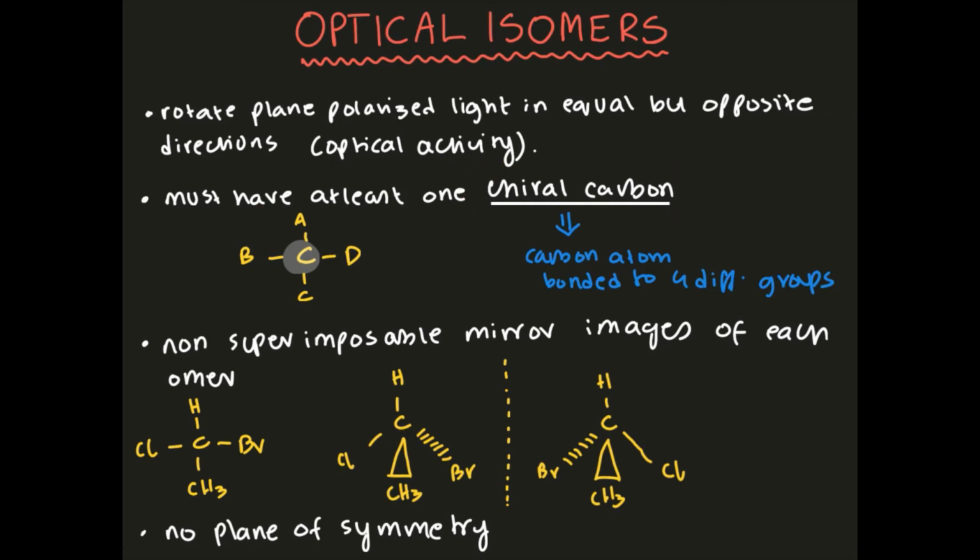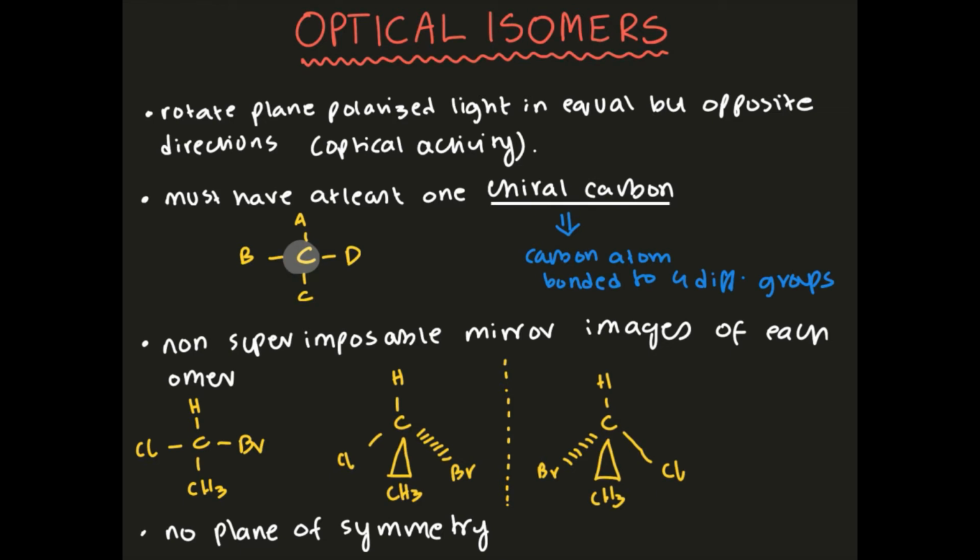Now a chiral carbon is a carbon atom that is bonded to 4 different groups. So the carbon that I've highlighted over here in white is going to be classified as chiral because it has 4 groups attached to it. A, B, C, and D are all different from each other. So because of that, this carbon, the white one, is going to be chiral.